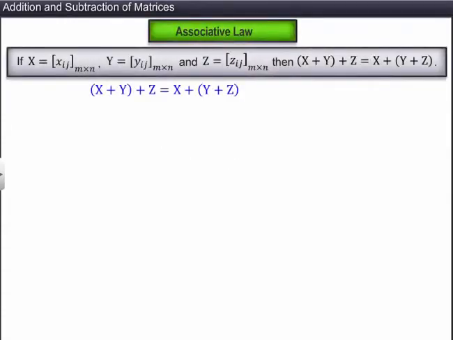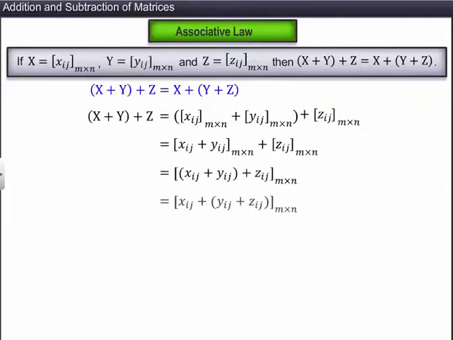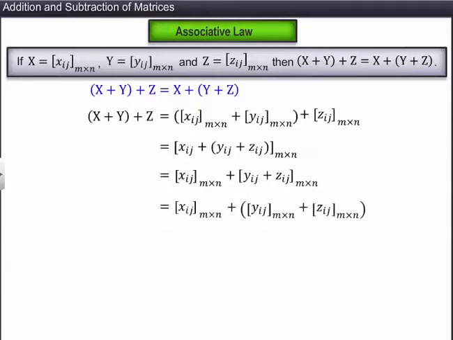Now, let's look at the associative law. If the matrices X, Y, and Z are of the same order, M by N, then X plus Y plus Z is equal to X plus Y plus Z. Let's verify the associative law over matrix addition. This proves that the addition operation over matrices satisfies the associative law.